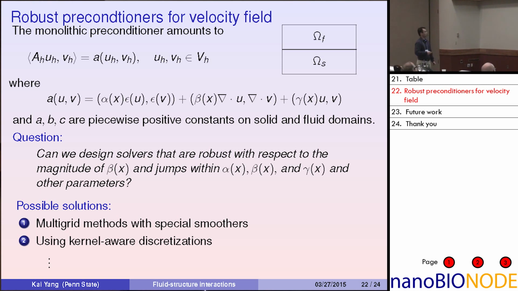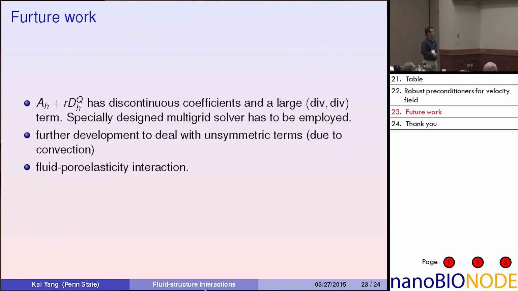There is lots of future work on this FSI problem. First is how to design multigrid for this velocity block, and also, when there are asymmetric terms from the convection, how to change the preconditioner accordingly. We're also considering poroelastic problems, because sometimes it's better to use a poroelastic material model to characterize human tissue. So the fluid-poroelastic interaction, we will also consider in the future.